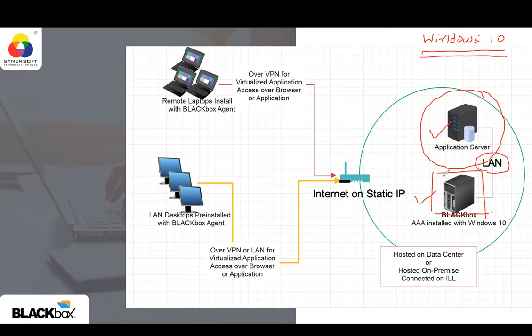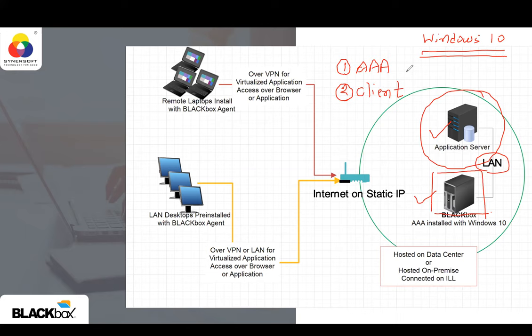Now, this particular application virtualization server, which we call the Windows 10 computer system, is loaded with two things. One, it is loaded with the AAA black box virtualization server, and it is loaded with the client of your application. Just understand it very clearly. You need to install only the client of your application server.